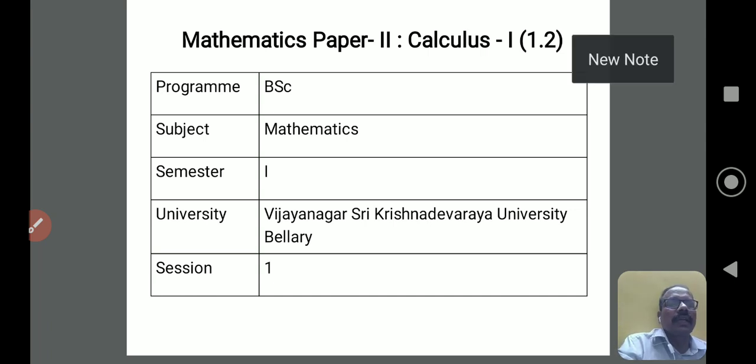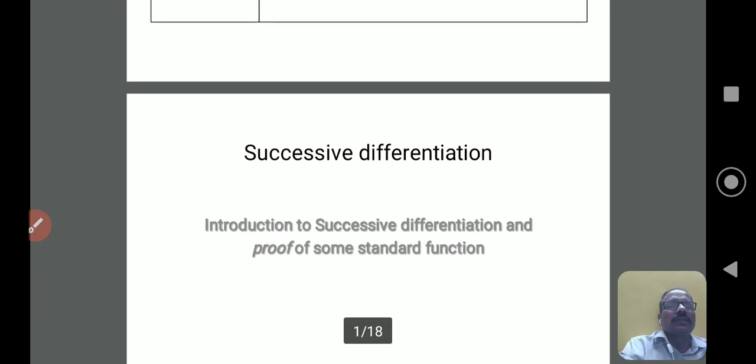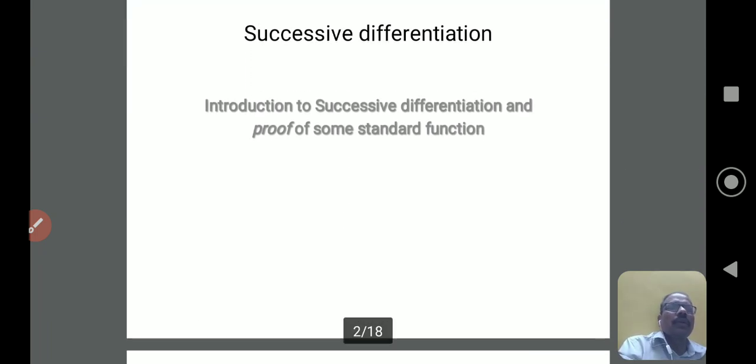The first unit is nth differentiation, the second unit is partial differentiation, the third unit is polar coordinate system and the fourth unit is polar curves. Okay, now in this session we are going to discuss the first unit, that is successive differentiation, session 1. In the first session we are going to discuss the introduction to successive differentiation and proof of some standard functions.